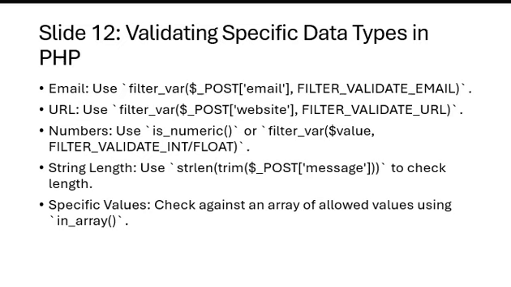Okay, validating specific data types in PHP. The PHP filter_var method is a great tool for validating specific data formats. For email, we use FILTER_VALIDATE_EMAIL with filter_var for a robust check. We use FILTER_VALIDATE_URL to easily check if a website address is valid. To check a number, use is_numeric, or FILTER_VALIDATE_INT or FLOAT. Okay, this is for number checking.